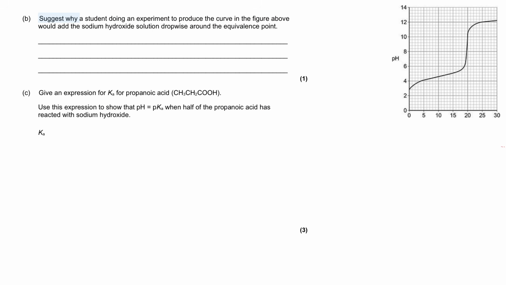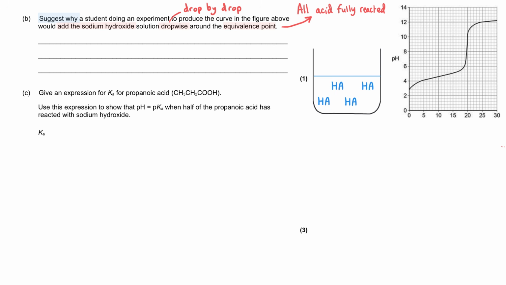Suggest why a student doing an experiment to produce the curve in the figure above would add the sodium hydroxide solution dropwise around the equivalence point. The equivalence point is where the acid has fully reacted with the alkali in the stoichiometric ratio that makes up the equation. So let's say that ratio was 1:1. If we started with a beaker with 4 moles of HA and then added precisely enough hydroxide ions to react with that HA, so 4 in this instance, we would reach the equivalence point where we would produce 4 moles of our salt and 4 moles of water.